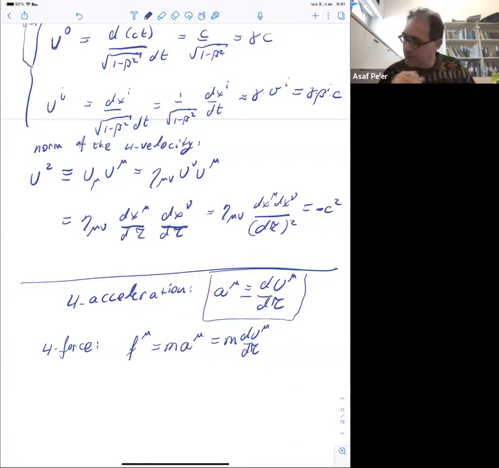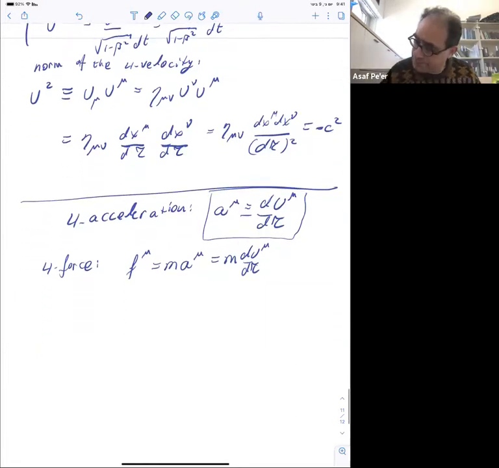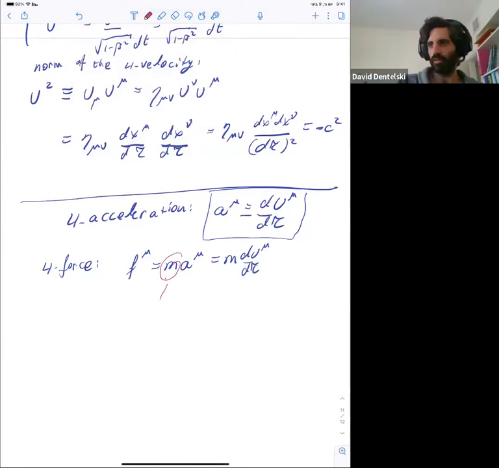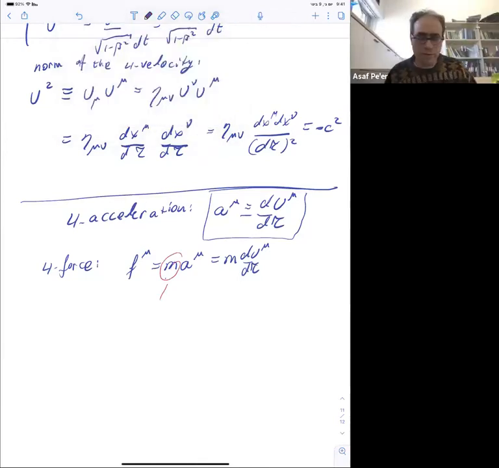And what's the name of this constant m? The rest mass. It's just a constant here, which is called the rest mass of the particle. Quite easy, isn't it?